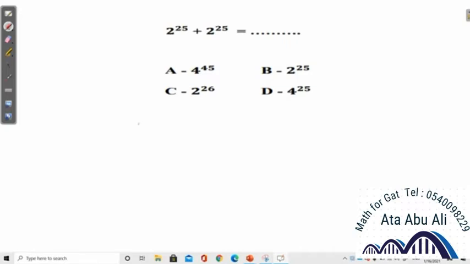So this becomes 2 to the power 25 because we add them. Now as you know, this is 2 to the power of 1. Now there is multiplication between them, so we add the powers. It becomes 2 to the power of 26. So the answer is equal to C.